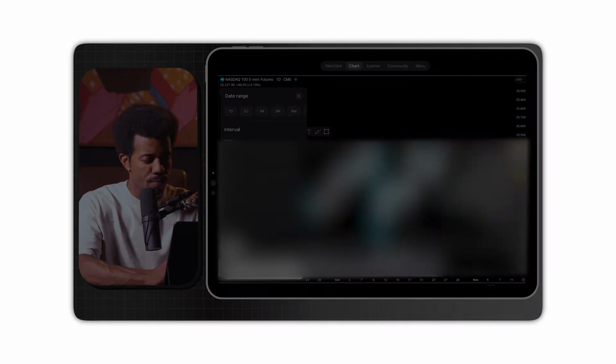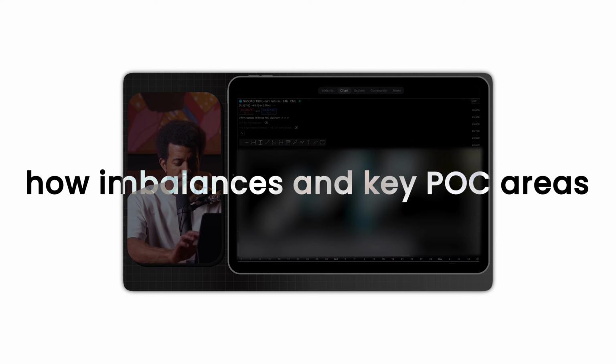In this video, I'm going to show you how imbalances in key POC areas can allow you to snipe entries, and this is exactly what institutions are doing. So watch along until the end of the video. Let's go ahead and look at a real example from just a few days ago. This is a trade that I actually took.